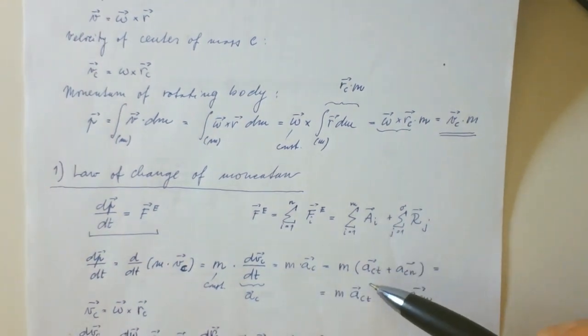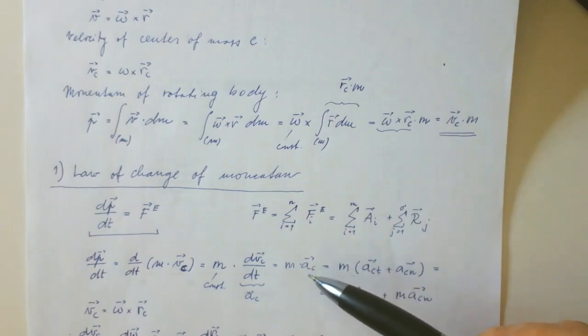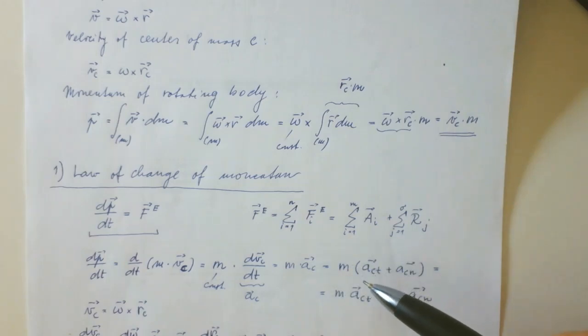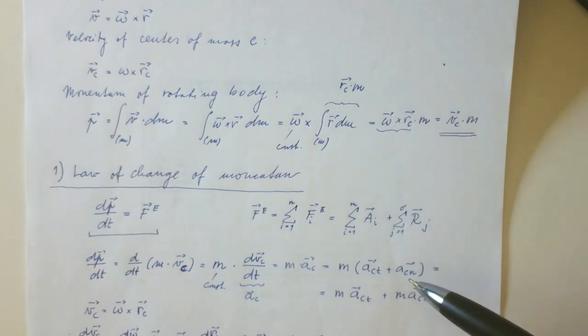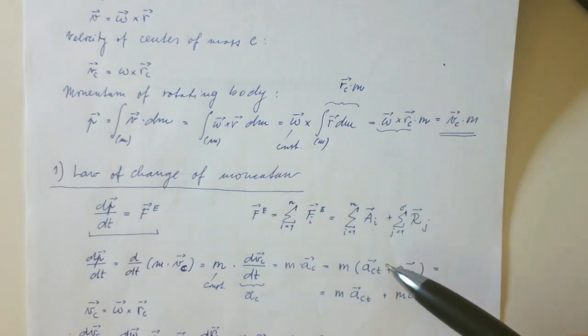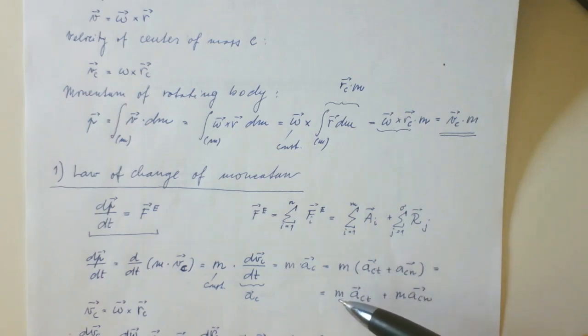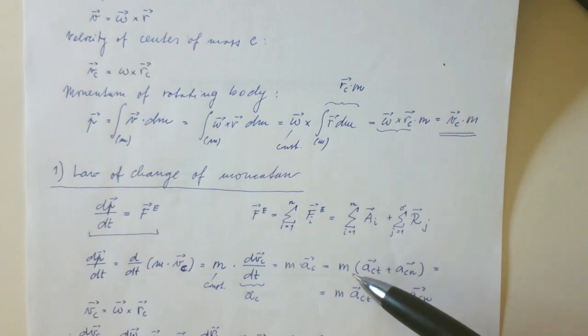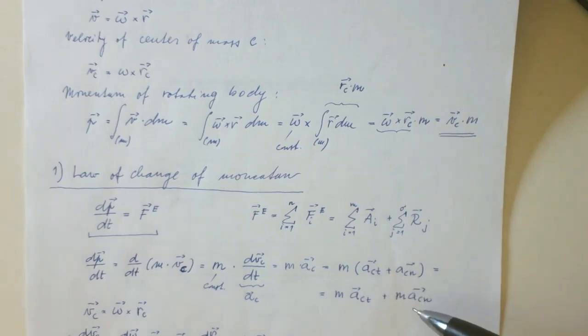As we usually know, the acceleration we can write as a sum of the tangent part of acceleration and the normal part of acceleration. So we can multiply these brackets and we get m by aCT plus m by aCN.